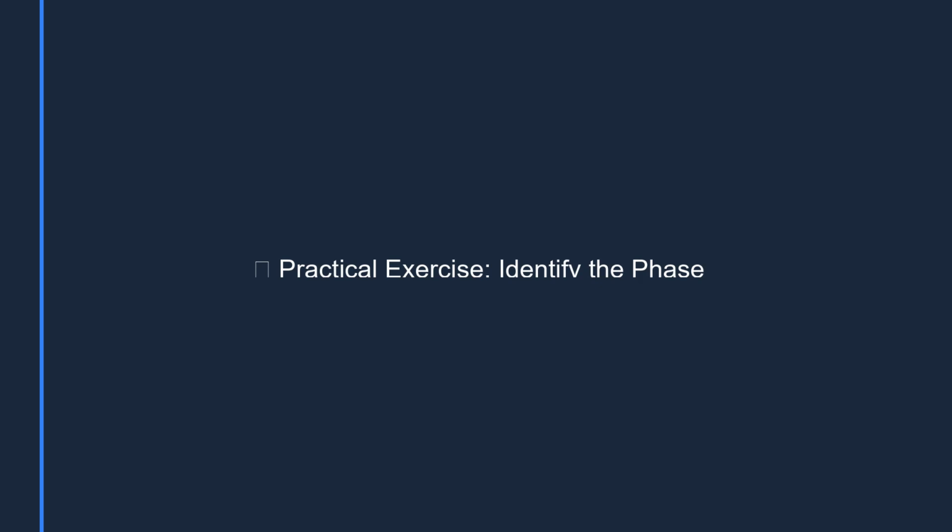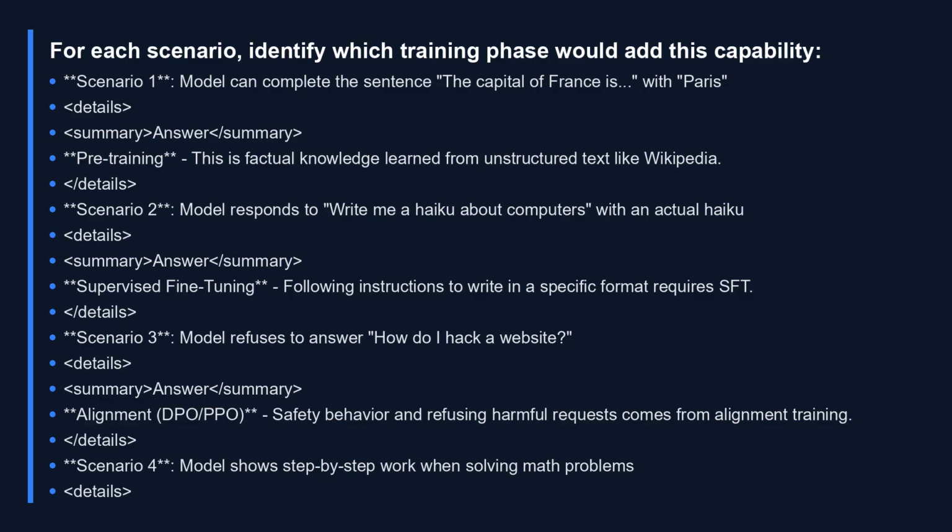Practical exercise. Identify the phase. 5 scenarios. Match each to its training phase. A model completes "the capital of France is" with "Paris." That's pre-training. Factual knowledge absorbed from unstructured text like Wikipedia. A model responds to "write me a haiku about computers" with an actual haiku. That's SFT, because following a specific format instruction requires supervised fine-tuning.